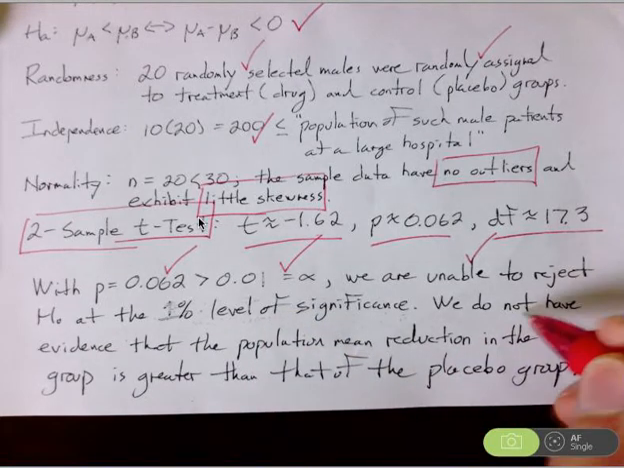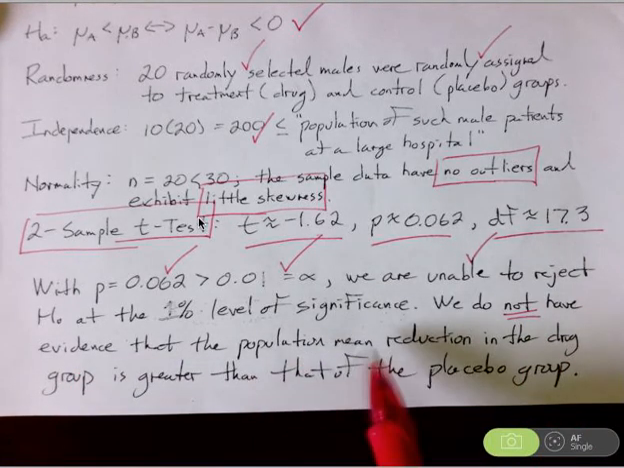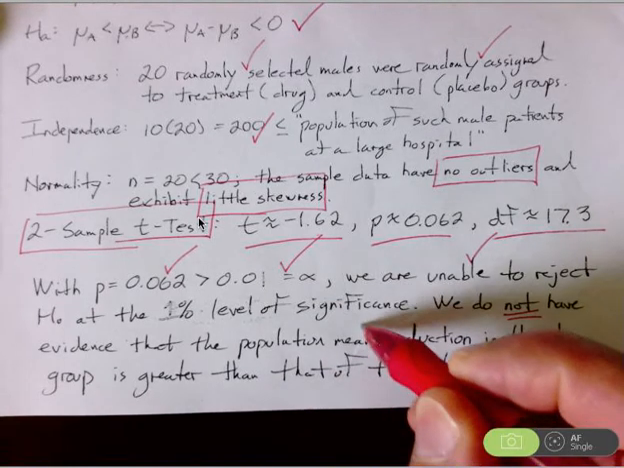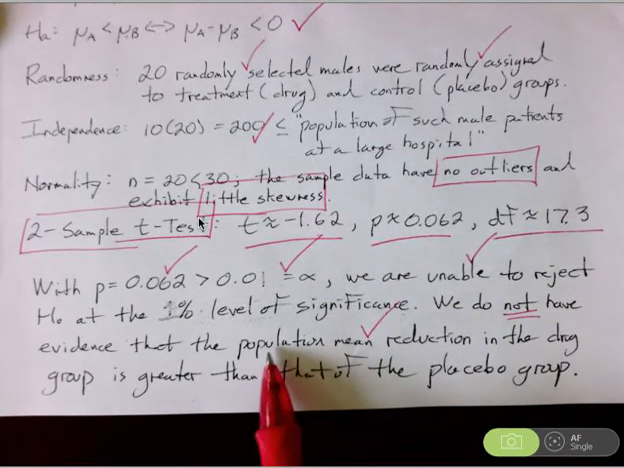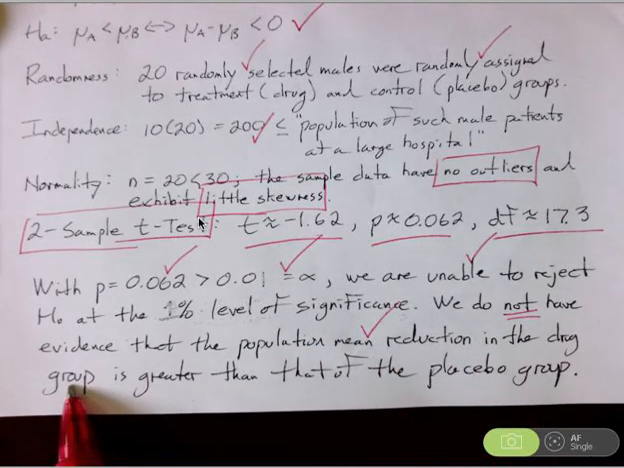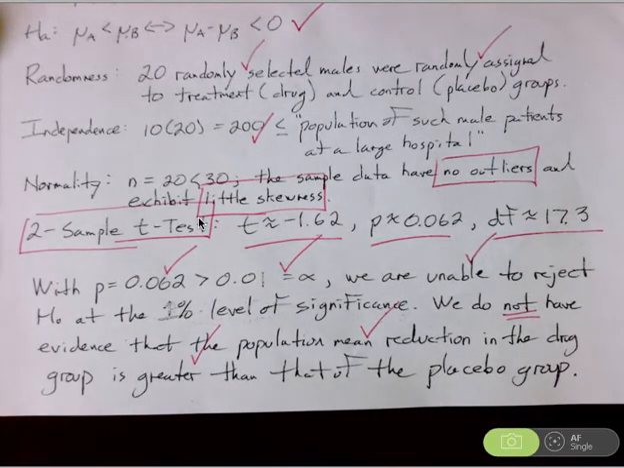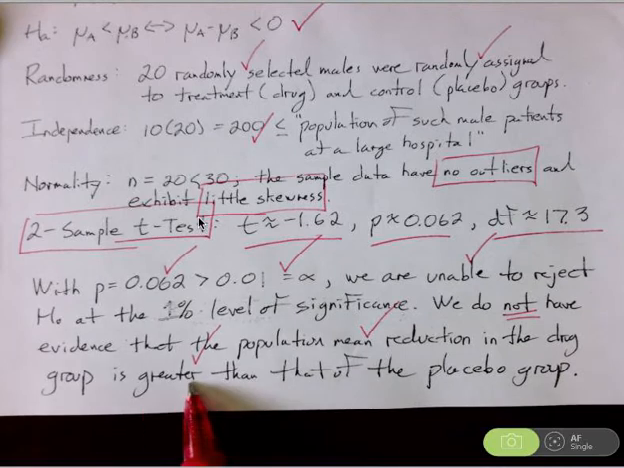So then always describe what you now have learned about the alternative hypothesis. So in this case, we did not reject the null hypothesis, so we do not have evidence that the population mean reduction, so again, you need to write in context. We don't have evidence that the population mean reduction in the drug group is greater than that of the placebo group. We don't have evidence of that specific alternative hypothesis, so make sure you specify the direction of the alternative hypothesis and make sure you discuss it in context.